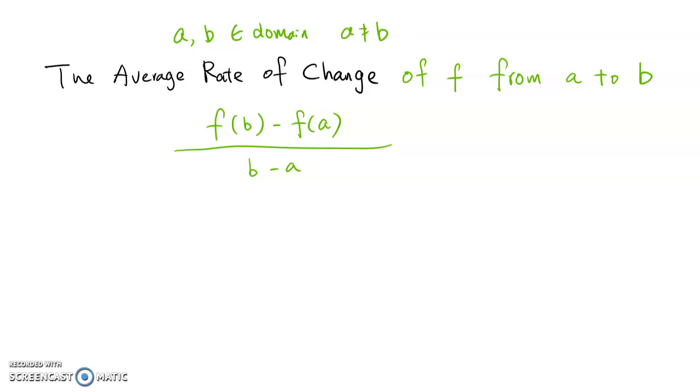And you can see from the top, that's the change in the y value, because on top we have two y values, and at the bottom we have two x values. So that's the change in the x value. So we call that delta y over delta x.